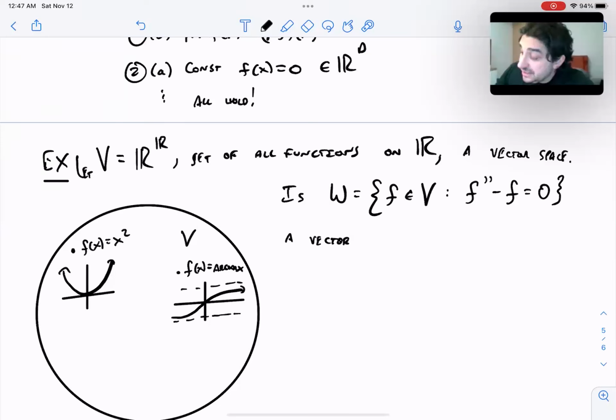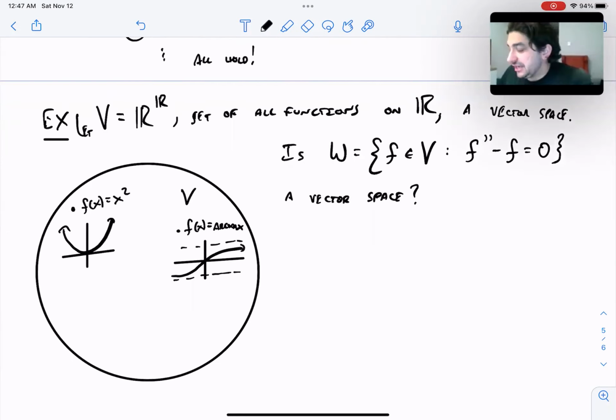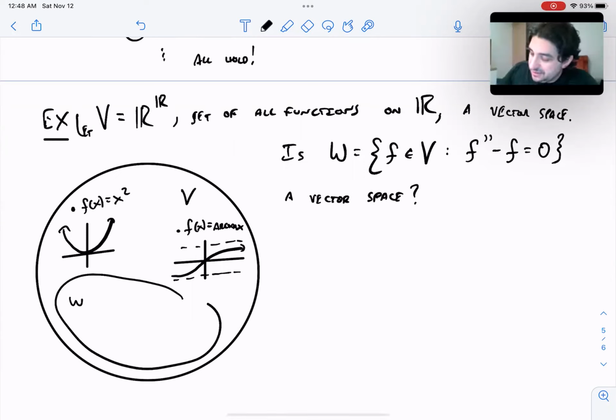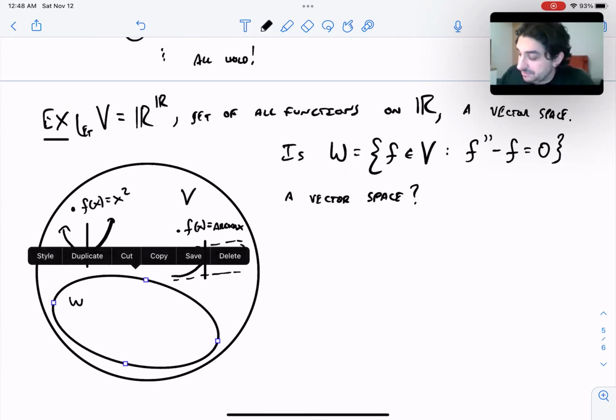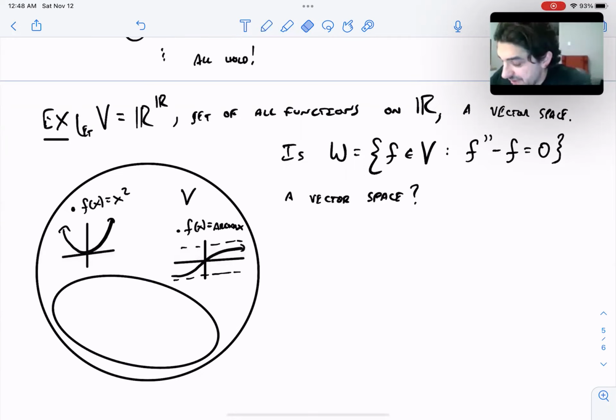Let's ask, is that a vector space? So what do we have to check here? Well, here's W, and W has some functions that are in it, some functions that are not in it.